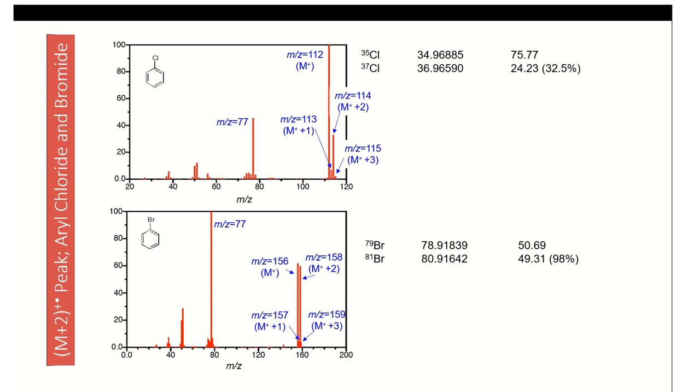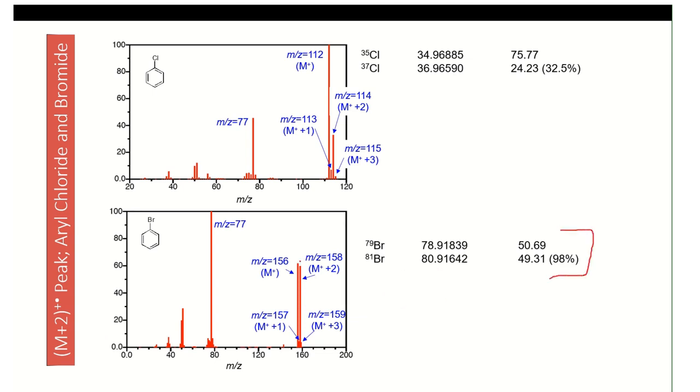Here you can see, for example, if we're looking at the halides, we have these M+2 peaks. The M+2 peak is a 3-to-1 ratio for chlorine, because chlorine has a 3-to-1 abundance, 35 relative to 37. Bromine, on the other hand, gives a 1-to-1 peak, 79 to 81, because those are approximately 50-50.